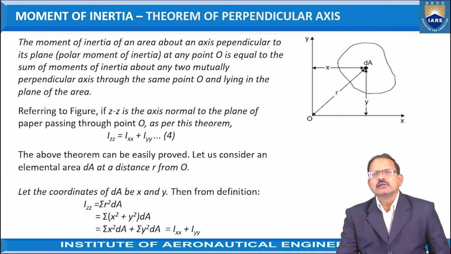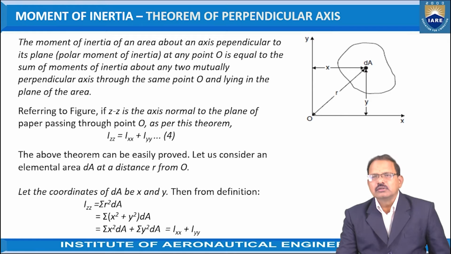Now referring to this figure, if ZZ is the axis normal to the plane of the paper passing through point O, as per this theorem, Izz is equal to Ixx plus Iyy. This theorem can be easily proved by considering a plane having area dA. It is kept in a coordinate plane having coordinates x and y as shown in the figure.